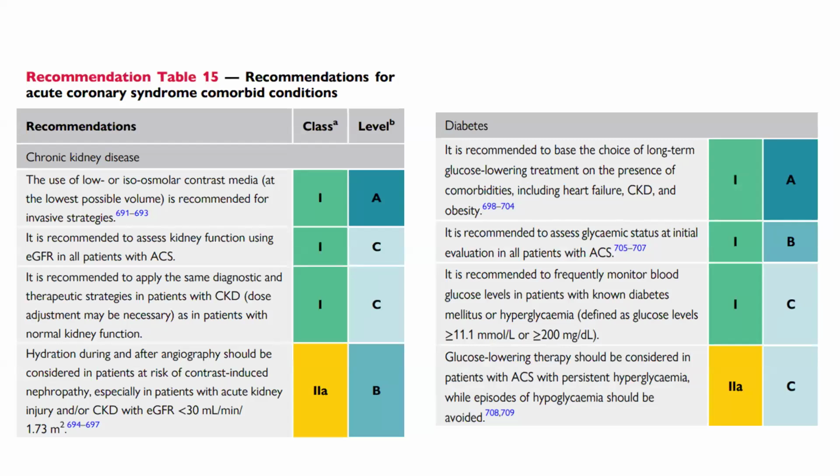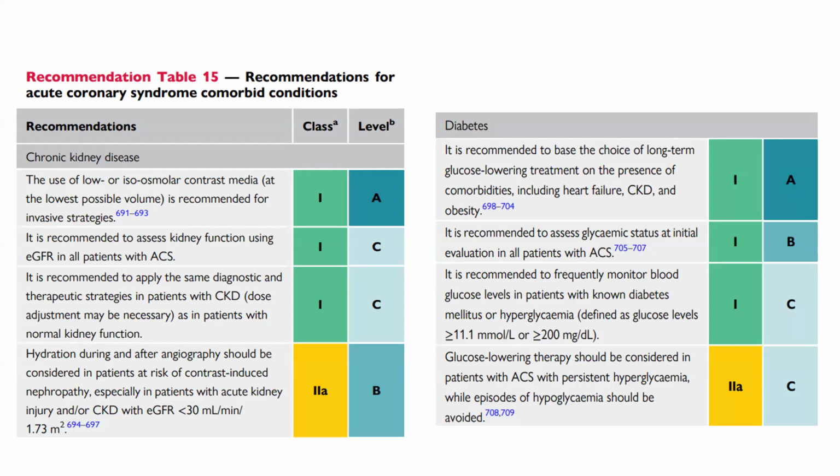And with respect to chronic kidney disease and the risk of contrast nephropathy, the use of low or iso-osmolar or smaller contrast media is recommended. It is recommended to assess the kidney function in patients with ACS. It is recommended to apply the same diagnostic and therapeutic strategies in patients with CKD as in patients with normal kidney function. Hydration during and after angiography should be considered in patients at risk of contrast-induced nephropathy, especially in patients with acute kidney injury and/or CKD with eGFR of less than 30.